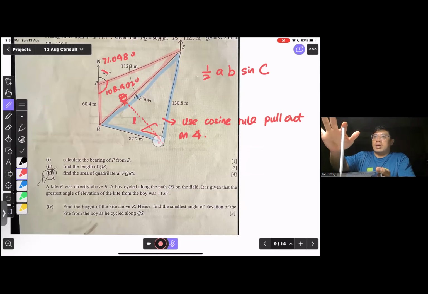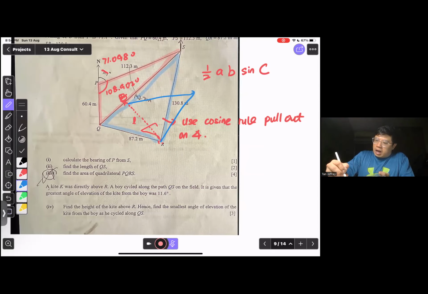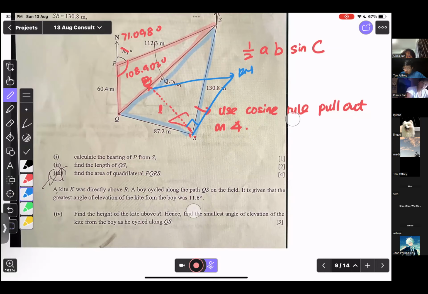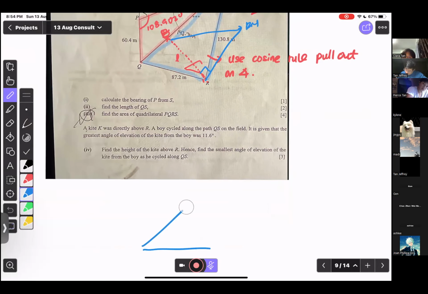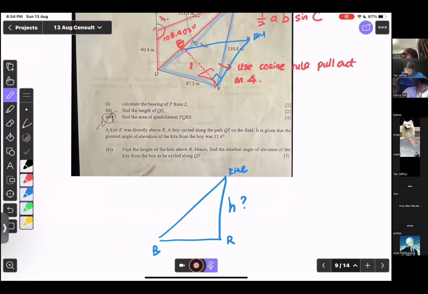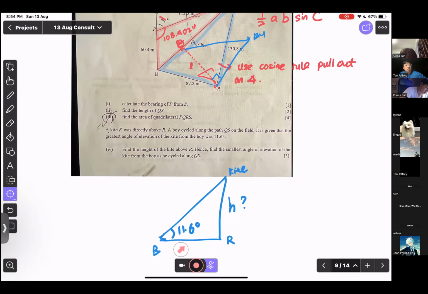It's a three-dimensional thing. So if I draw it out, there's this kite somewhere here. It's 90 degrees. This is poking outwards. Is that okay? It's a 3D thing. Now you draw it out. There is a B, there is R, and then there's the kite. We need to find out what's the height. The angle of elevation here is 11.6. I need to find what's BR. So BR basically is the shortest distance.